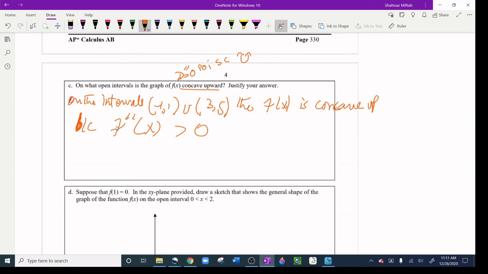You're gonna get 1 point for this, you're gonna get 1 point for this, and you're gonna get another point for that. So you have 3 points there. Did I say how many points you have for part B? Part B has 2 points.